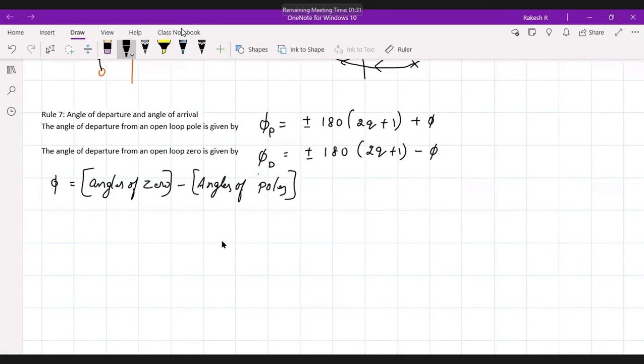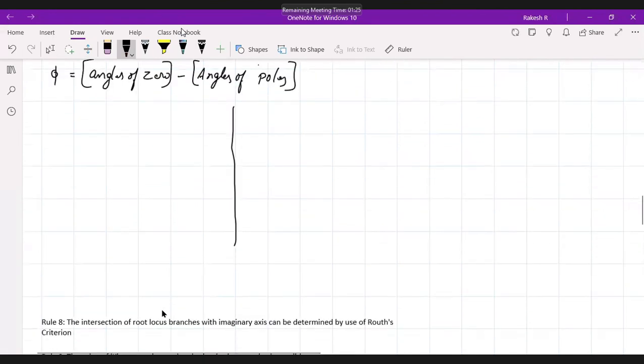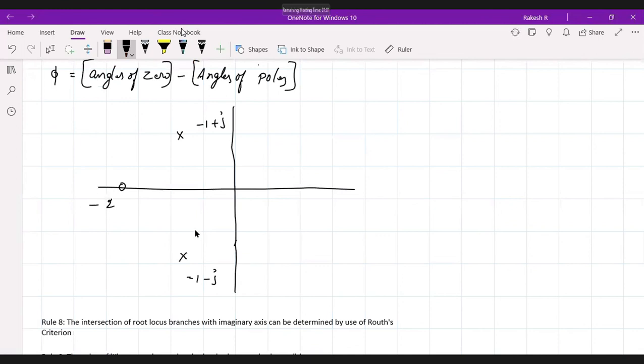So for this, I'll take one example and I'll explain you. See, we have like this. Let us say this is the real imaginary axis. This is the real axis. We have 1 zero here, 1 pole here, 1 pole here. Let us say this pole value is minus 1 minus j. It is minus 1 plus j. It is minus 2. Right, these are the points. These two are the complex conjugate. This is the real one.